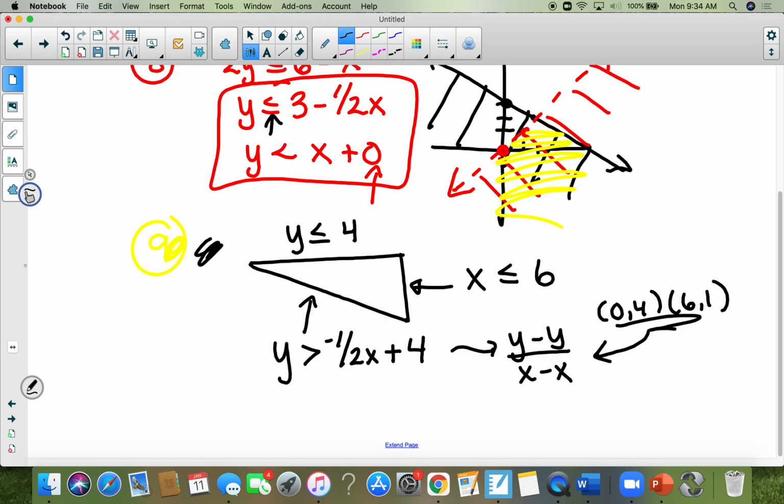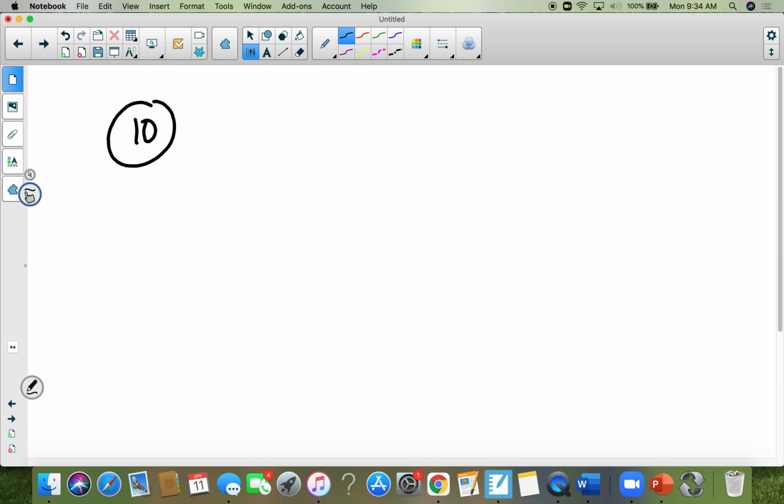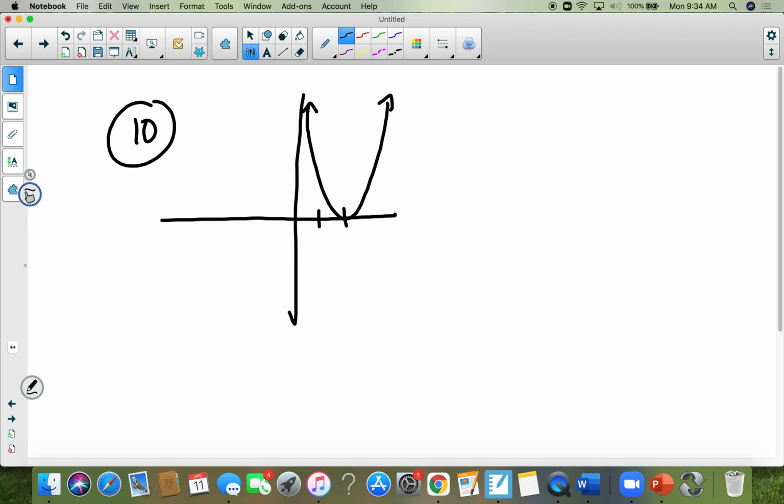Okay, moving on to number 10. I'm going to graph the first one, and the first one is a parabola that got shifted to the right 2, and it looks something like this. And it needs to be y is greater than, which is inside of it. Greater than means inside, less than is below it.